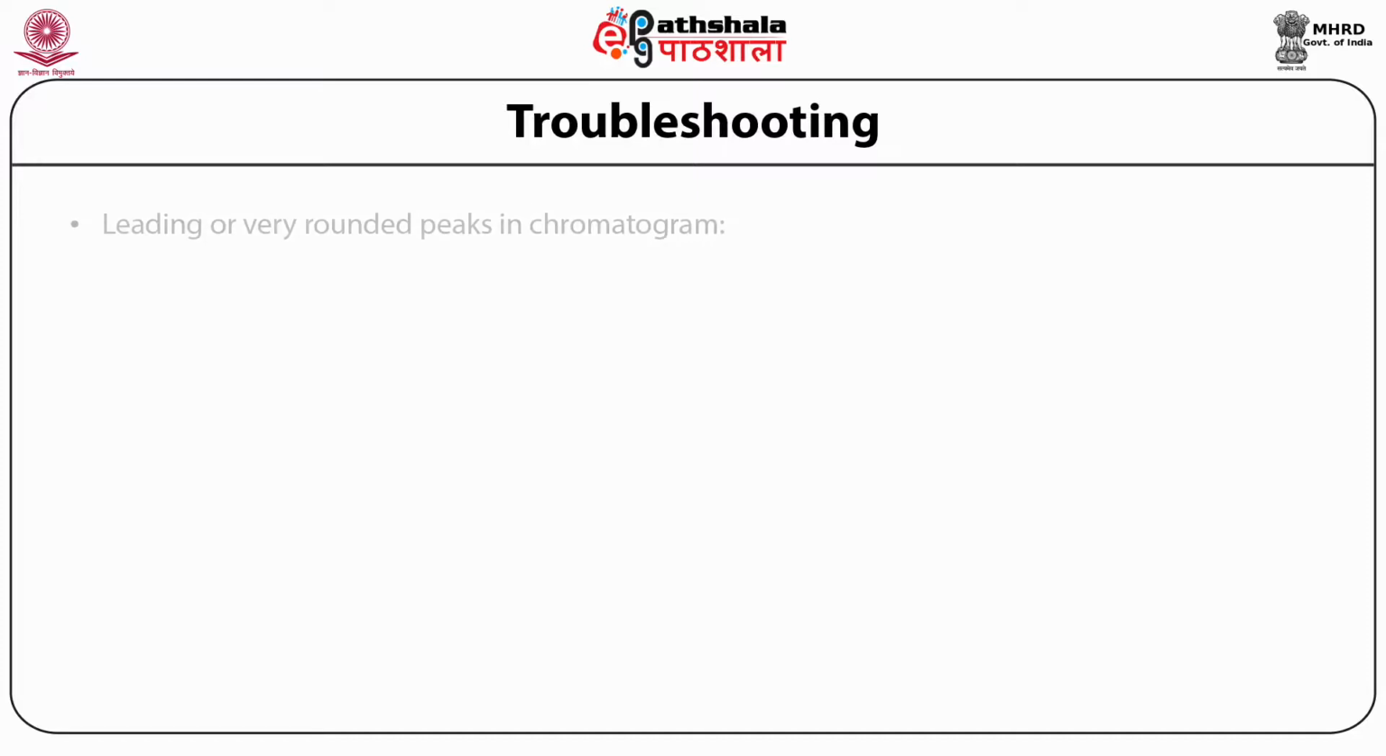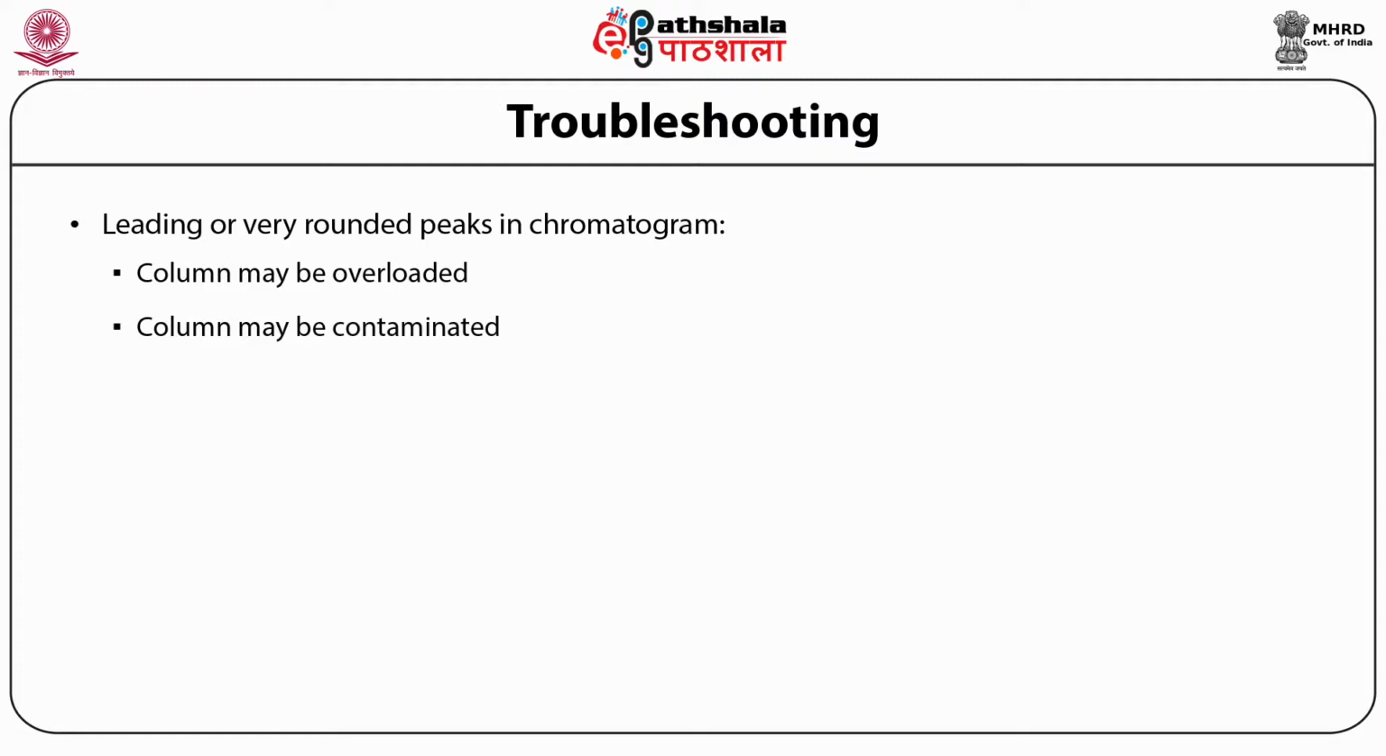What if we get leading or very rounded peaks in the chromatogram? That means the peaks are not very sharp. Now, the probable reasons for such a problem could be that again the column may be overloaded or the column may be contaminated. As I have told you earlier, the samples should be diluted and the column should always be kept at minus 20 degrees centigrade when not in use.